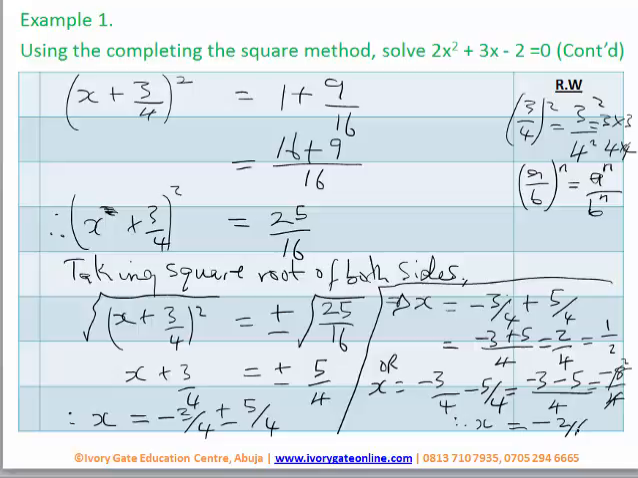Okay, so the roots of the equation that satisfy 2x squared plus 3x minus 2 is equal to 0 are half and minus 2. We now say therefore x is equal to 1 over 2 or minus 2, and this is the answer.